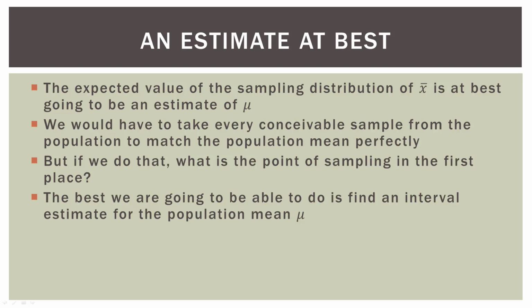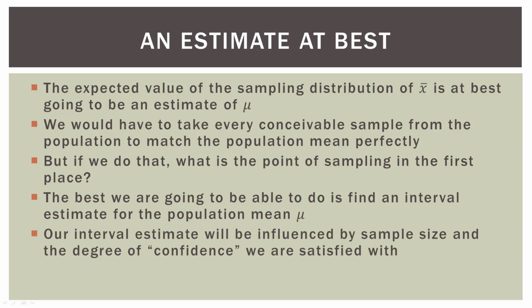So again, when we see on TV, when they do a presidential poll, it says 53% of likely voters say they're going to vote for this person. And down below, it says margin of error plus or minus 3%. Well, that's because they took a sample of likely voters. They didn't ask every single one of them. They took a sample. And that's going to have some error built in because it's not going to be perfectly representative of all likely voters. So we find an interval estimate for that population mean.